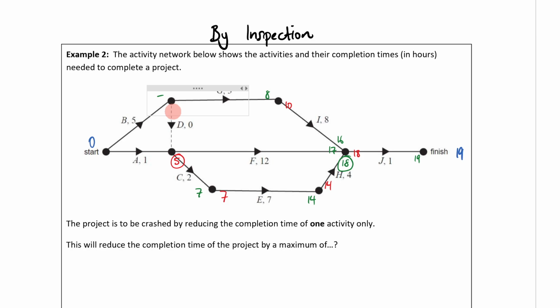I'm accidentally hitting the space bar. There we go. That's going to be 5. 5 minus 5 is 0. Then over here, I'm doing 5 minus 1 is 4. Okay. Now we can identify our critical path here. It's going to be 0, 0, 5, 5, 7, 7, 14, 14, 18, 18, 19, 19, just like that. So that is our critical path right there.